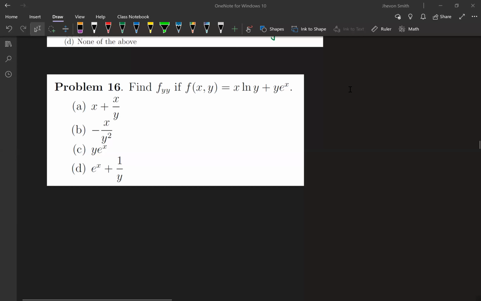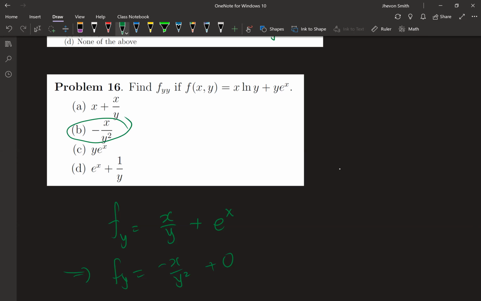Okay, polling ends. 75% believe that it's B and 25% believe that it is D. Of course, here f sub y means you differentiate with respect to y, which means you think of every x as a constant. Think of x ln y, so that would give us x over y because you differentiate the ln, leave the x alone because x is constant. Here, your e to the x is a constant and you differentiate with respect to y, so that leaves you with e to the x. Then you differentiate with respect to y again. So this will give you minus x over y squared, and that's going to be 0, so it is B.